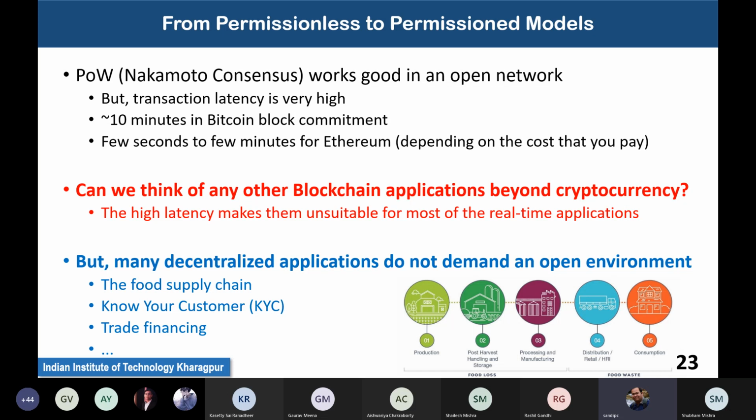For example, I am not going to participate directly in supply chain management. There would be specific vendors, specific distributors. For a specific supply chain network, those vendors, distributors, and suppliers are fixed. So for example, take this food supply chain.